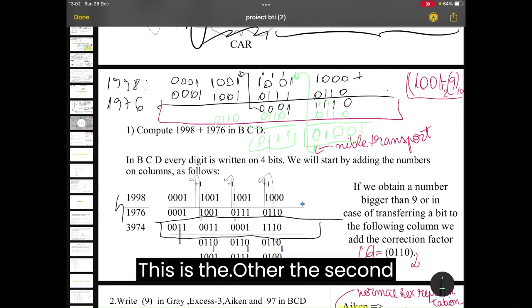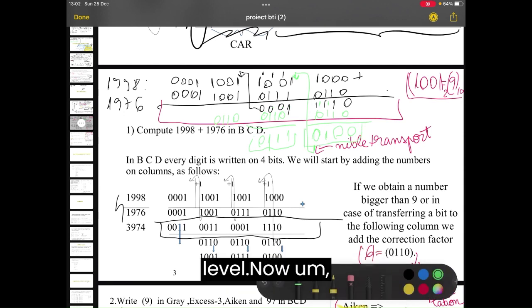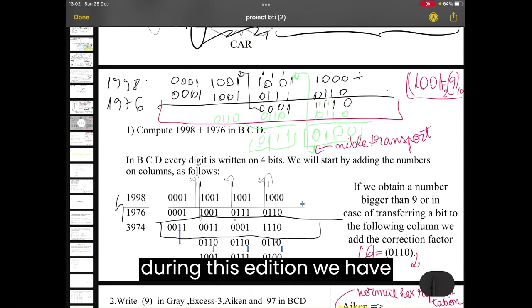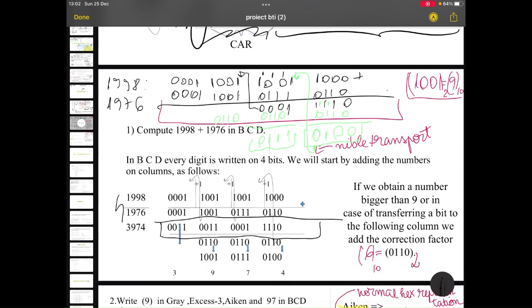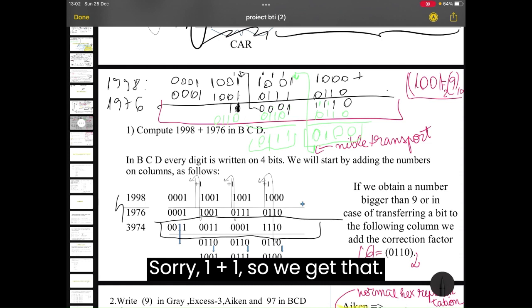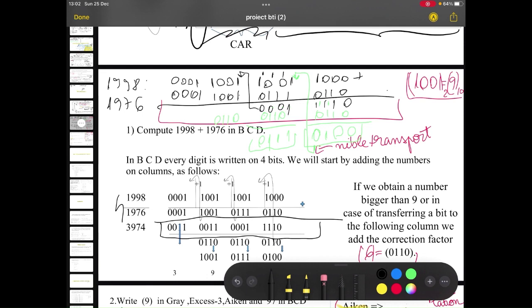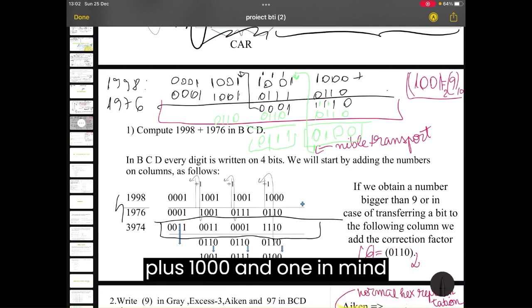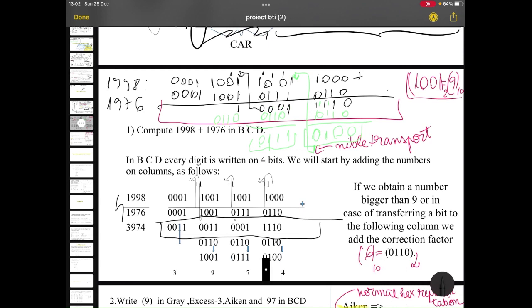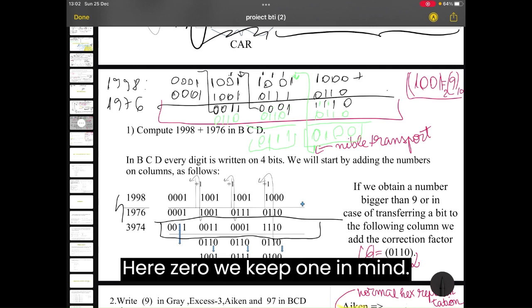This is the second nibble. Now, doing this addition, we have 1 plus 1, 0, plus 1 from mind, 0, 1 in mind. Sorry, 1 plus 1. Here we get that 1 plus 1 equals 0, plus 1 from mind equals 1, and we keep 1 in mind. 0 plus 0 plus 1 is 0, and 1 in mind. Here 0, we keep 1 in mind.